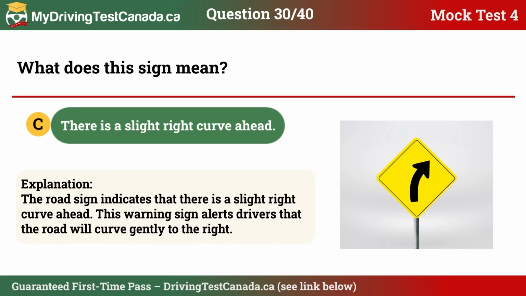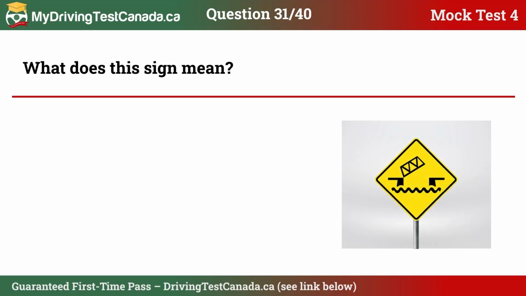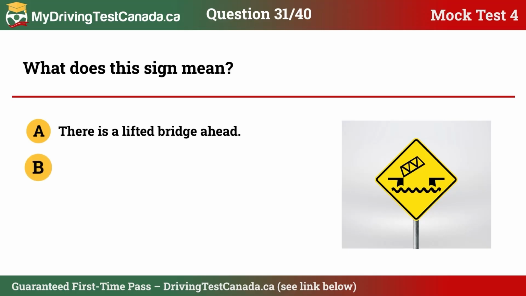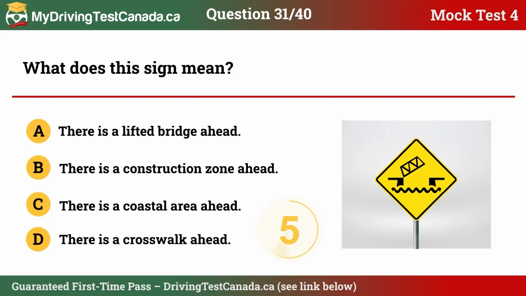Explanation: the road sign indicates that there is a slight right curve ahead. This warning sign alerts drivers that the road will curve gently to the right. Question 31. What does this sign mean? A. There is a lifted bridge ahead. B. There is a construction zone ahead. C. There is a coastal area ahead. D. There is a crosswalk ahead.